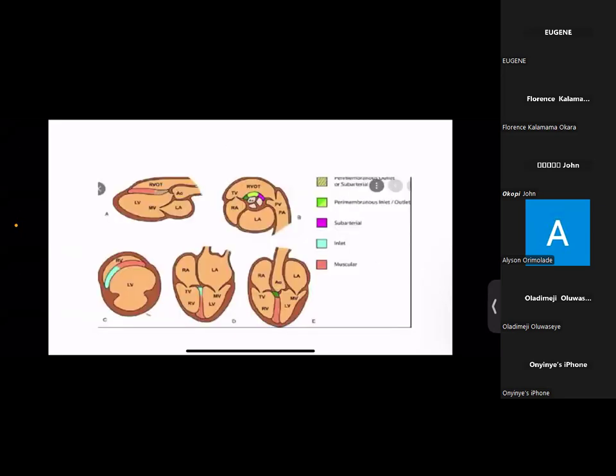Okay, this is a picture using colors to differentiate the different types of VSDs, as I said earlier. If we look at the picture above on the right side, where you have the color flow, the pink one, which is closer to the pulmonary valve, is the crista defect, while the green one, closer to the tricuspid valve, is the perimembranous or membranous VSD.